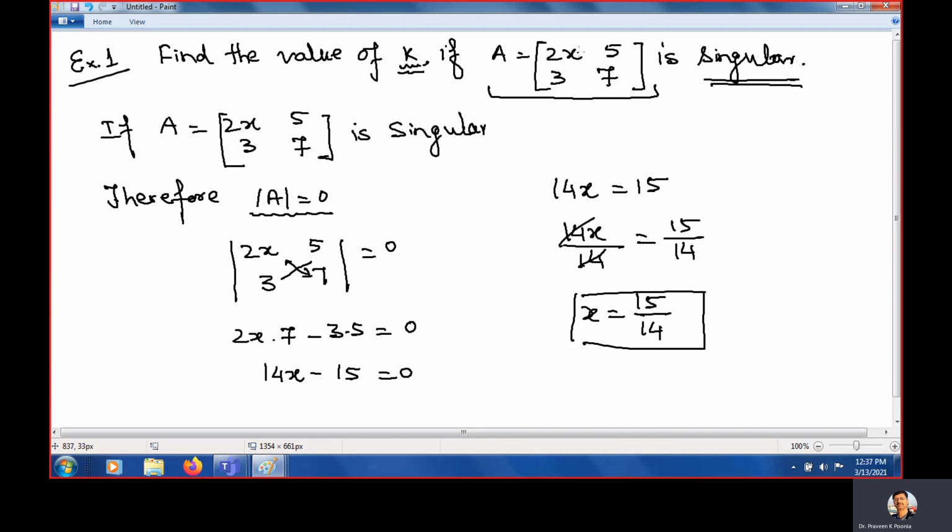But here, by chance, I have not written k, I have written x. So find the value of x. The question is a little bit wrong, I have mentioned. Find the value of x if this is singular. If this is singular, that means the determinant of A is equal to 0, and then you find the value of k, or value of x. This is the question.